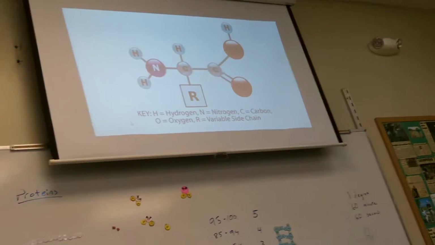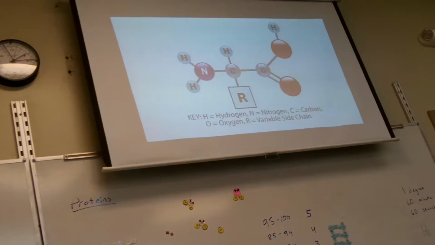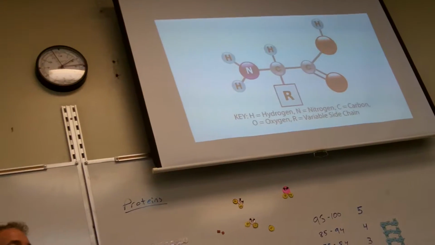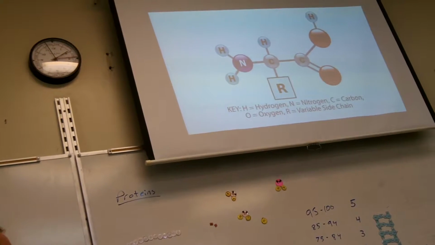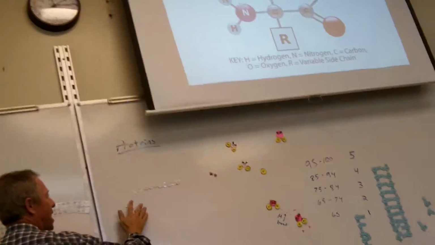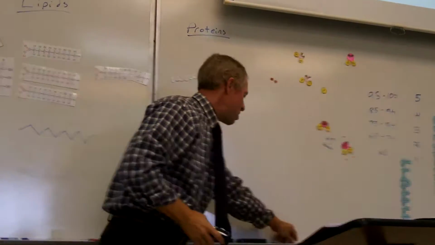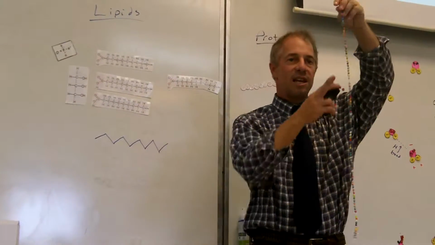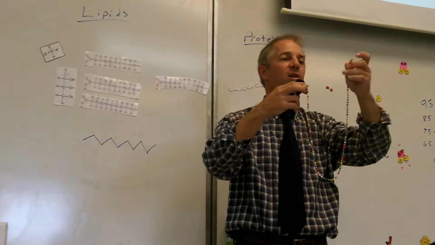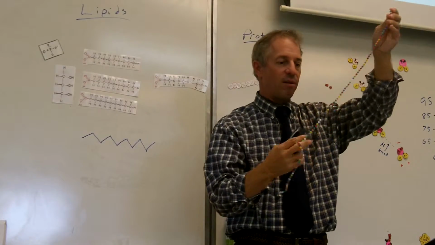Okay, what's a protein? A protein is made of individual units called amino acids. Can you say amino acid? Amino acid. Very nice. Amino acids are joined together in a long chain to make a protein. So this string of beads is like what a protein structure is. Each little bead is an amino acid, and they're all joined together in a long chain.